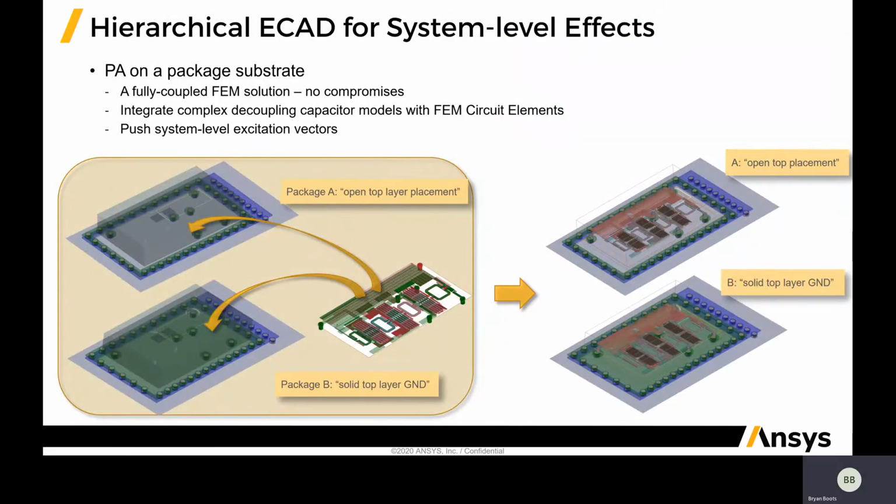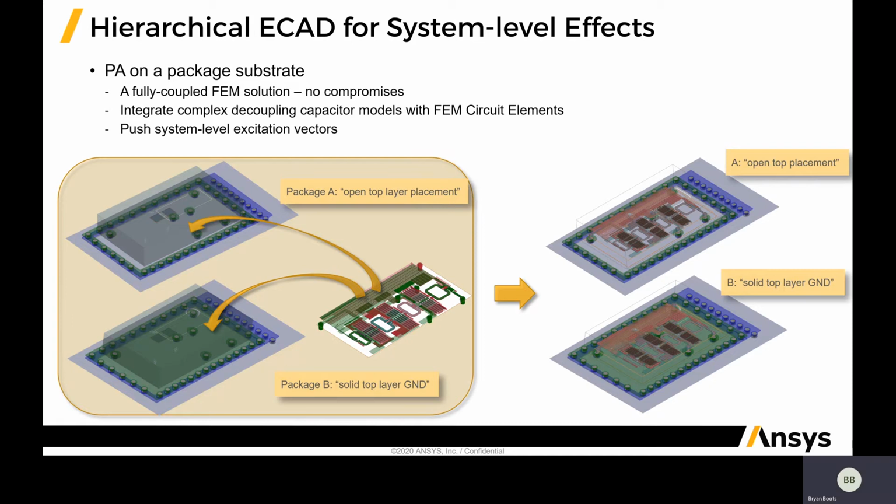So now let's look at some system level effects. For this exercise, we mocked up a representative package substrate, and we generated 2 cases. Case A has an open top metal layer, so it's really something closer to a cavity type placement. Case B, the top metal layer has been flooded with ground metallization. And then on the back side of the package, we just have a circuit element providing some decoupling capacitance between power and ground. I want to highlight 2 features here.